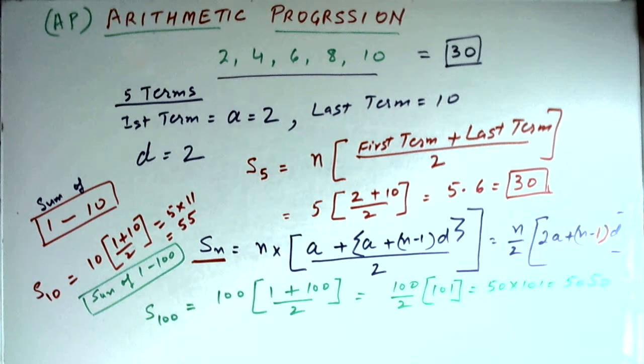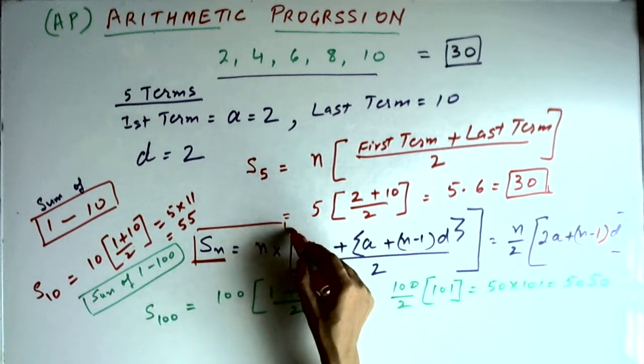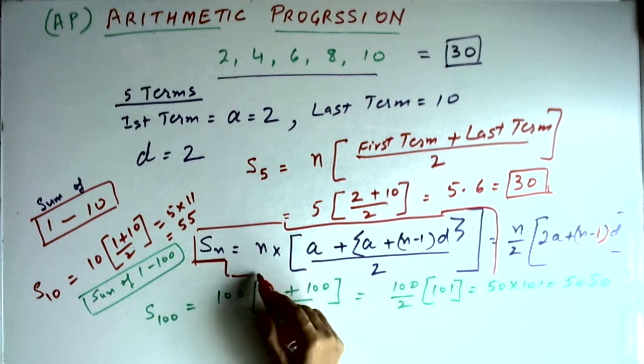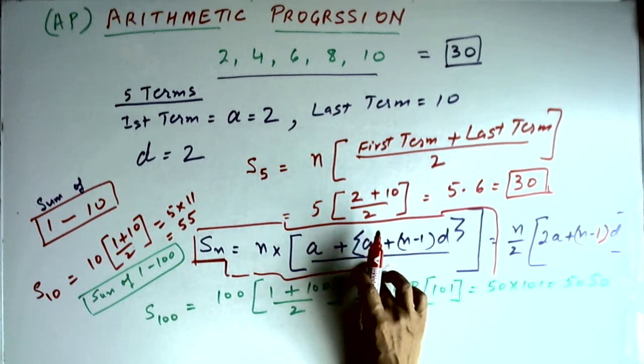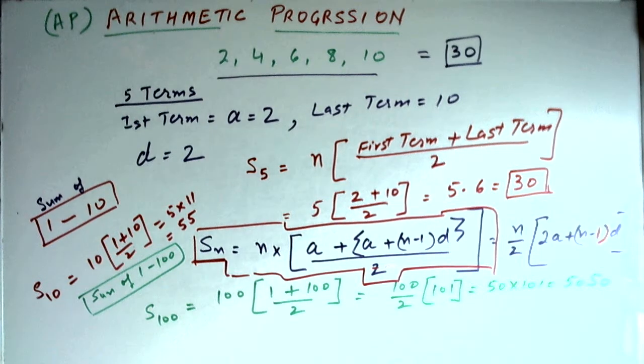So this way, by using this formula of Sn equal to, let me just say that this is the formula. We have learned two formulas in this chapter. First formula was how to find the nth term, and now this one is how to find the sum of terms. And again, in this case also we have to use the formula of the last term.